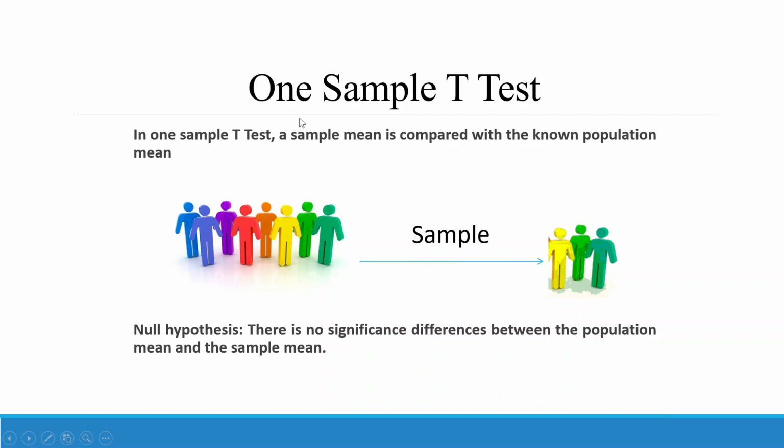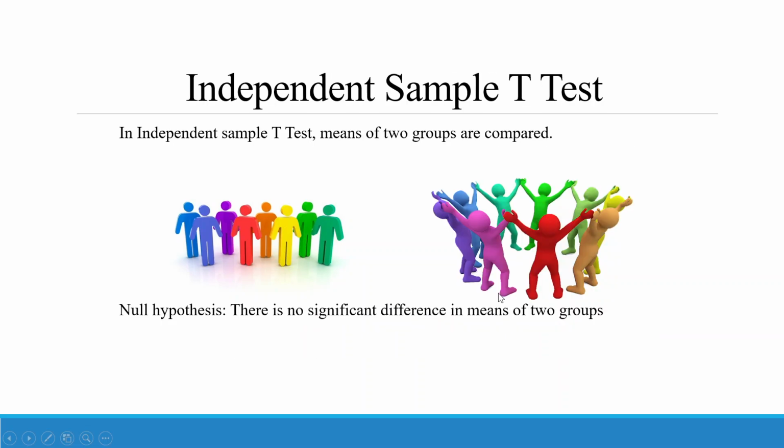In my previous video, we have already discussed one sample t-test, in which we extract a sample from the population and compare the mean of the population with the mean of the sample. We have also discussed the independent sample t-test, in which the means of two groups are compared. Our null hypothesis in this case is there is no significant difference in means of two groups. I'll request all my viewers to kindly refer to my previous video to understand the flow of this lecture series.